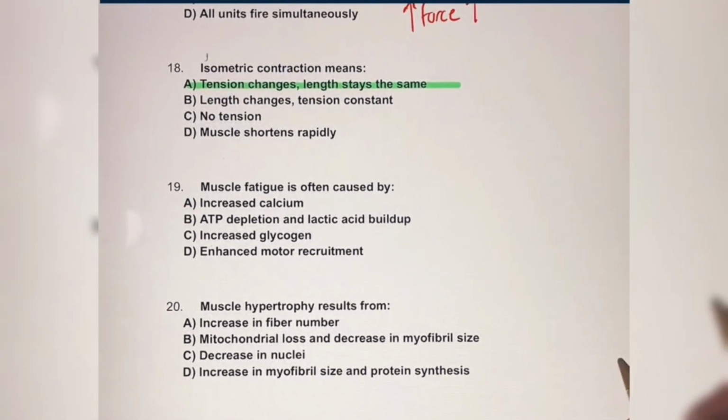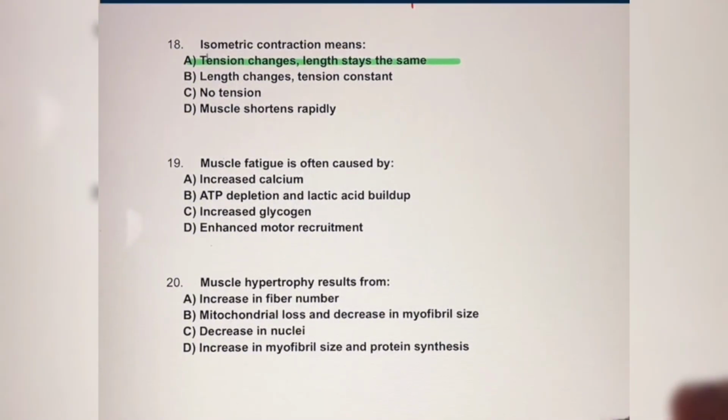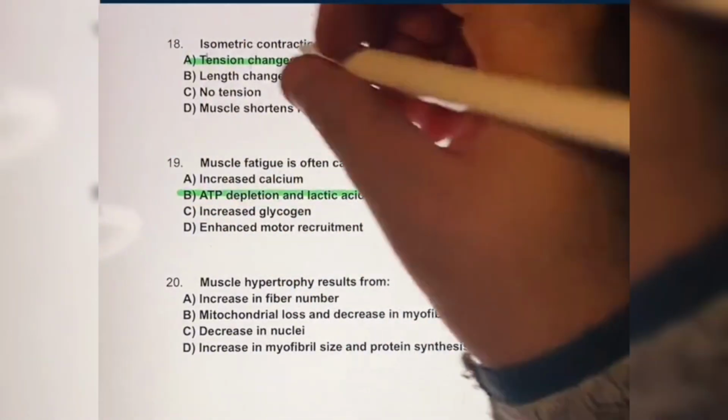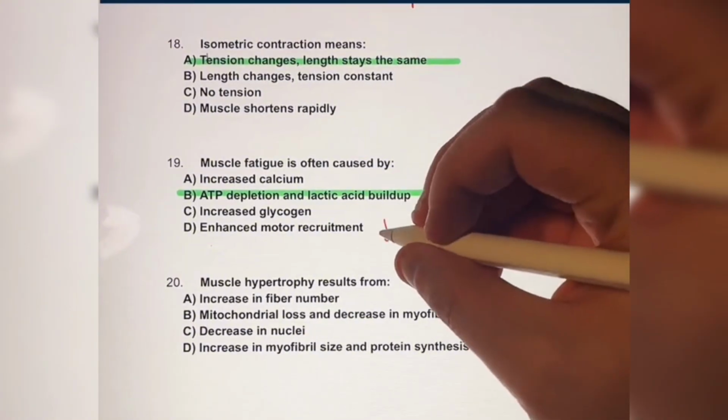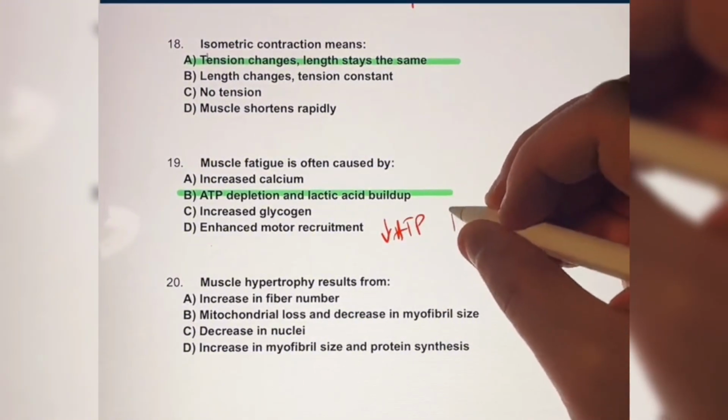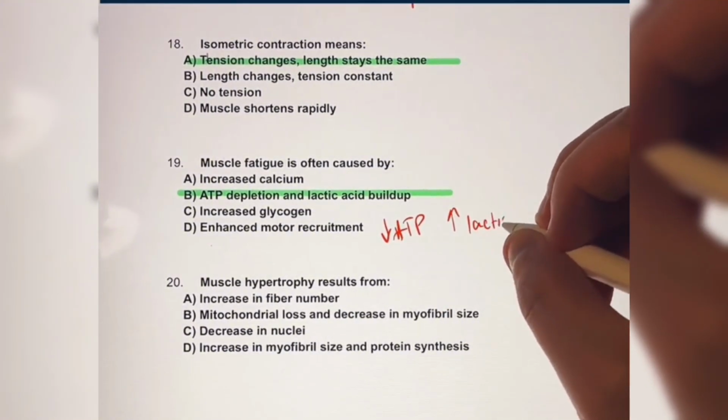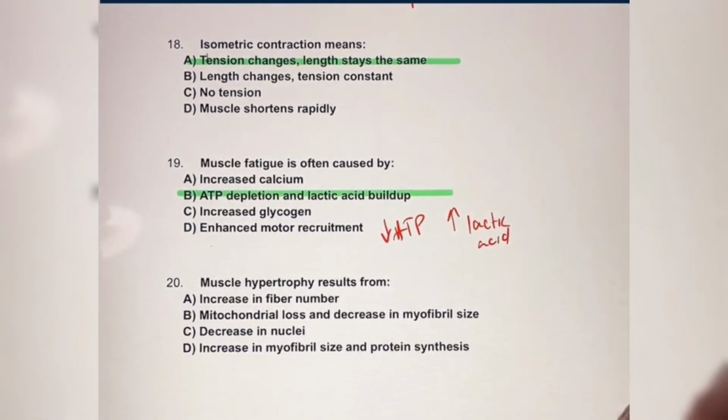Number 19, muscle fatigue is often caused by what? A, B, C, or D? Number 19, muscle fatigue is often caused by B. It is ATP depletion and lactic acid buildup. Fatigue occurs, basically we lose ATP, we build up our lactic acid.